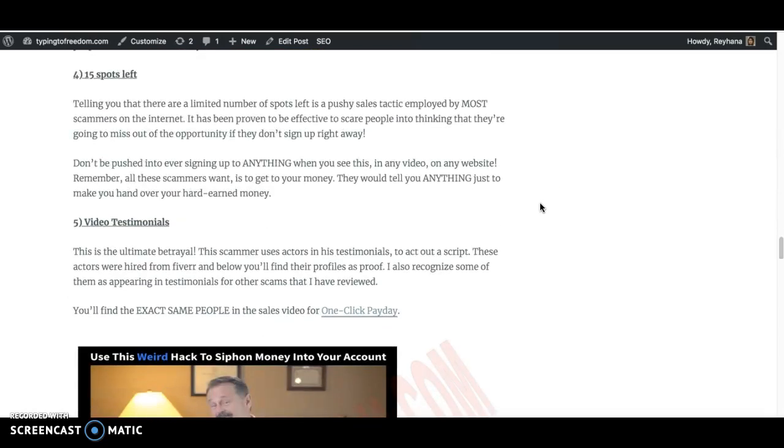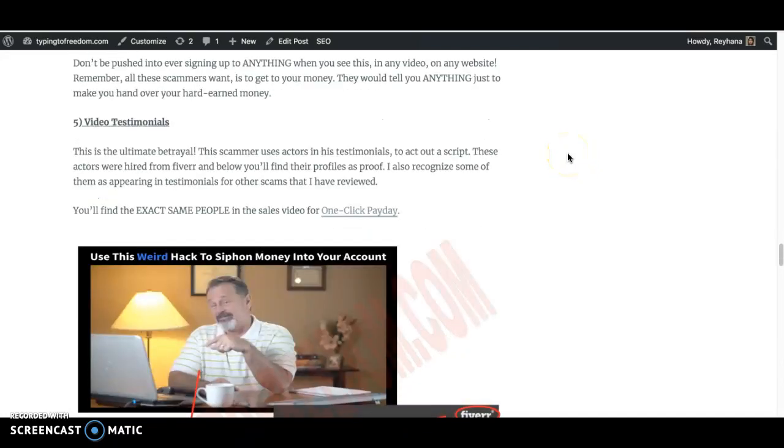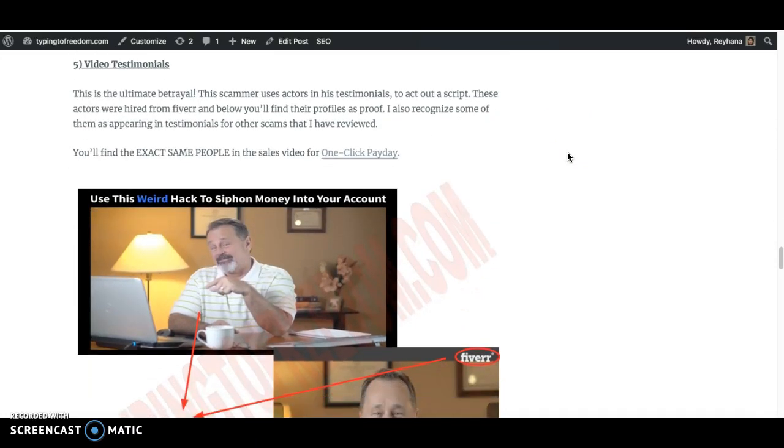The next is the 15 spots available. So he tells you that there's only a limited spot available because he wants to scare you into thinking that you're going to miss out on an opportunity if you don't sign up. It's just a pushy sales tactic, okay? It's used by most scammers on the internet. So don't believe this when you see this another time.